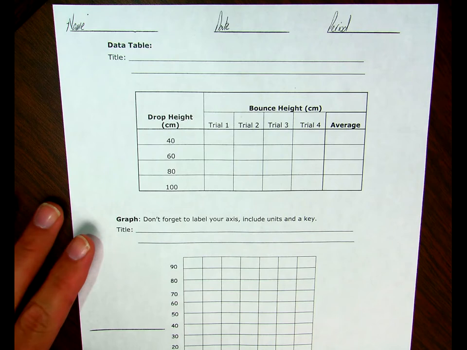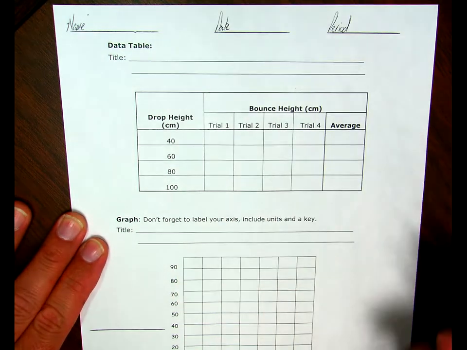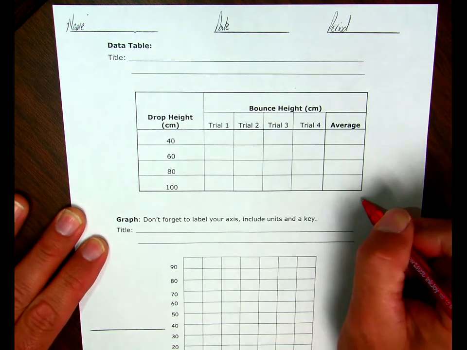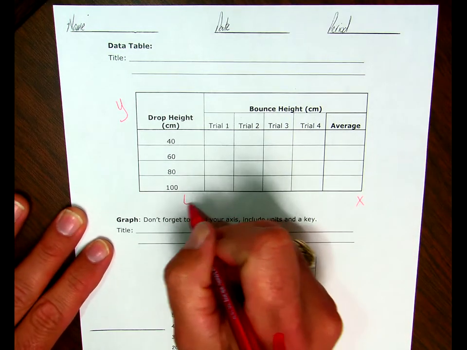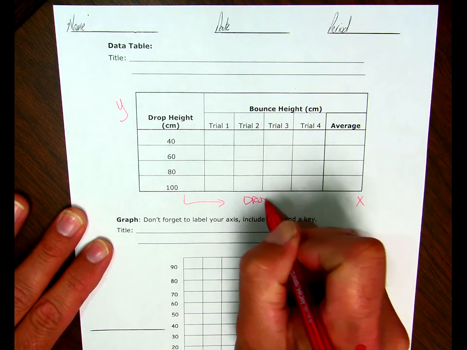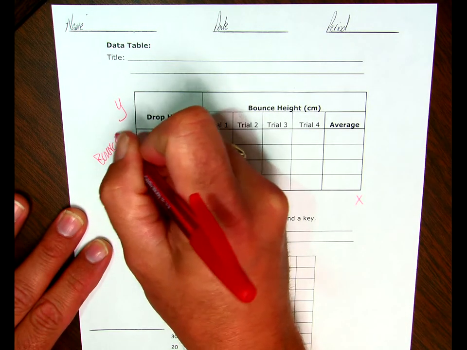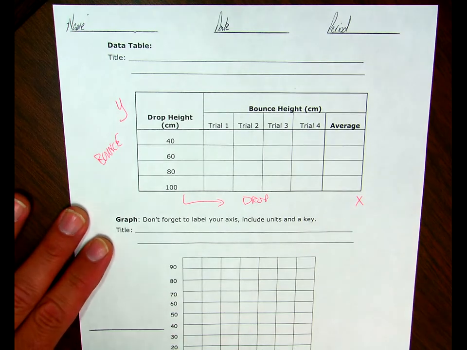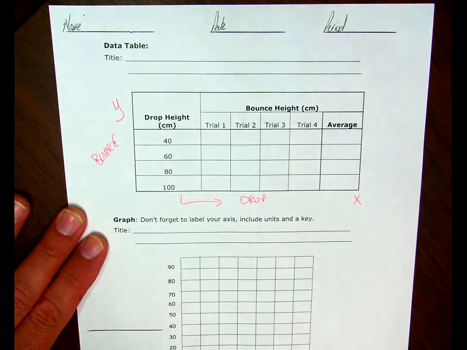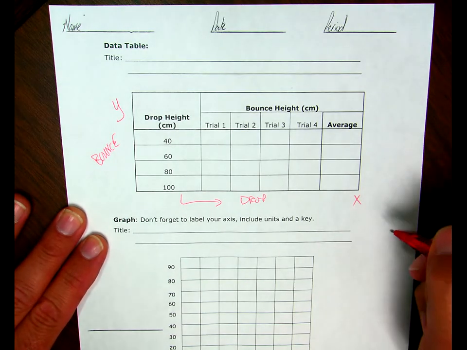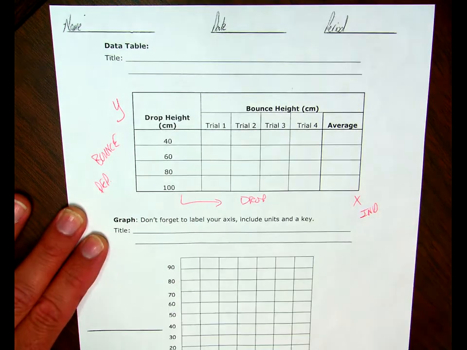So there's a few things that I want to go over. That way you're clear on what the expectations are. The first thing is always title your lab. You have your x-axis and then your y-axis like this. So basically on the bottom you're going to have your drop height and then you're going to have your bounce height on your y-axis. So when we do labs and we are trying to record data, make sure that you know the difference between an x and a y-axis. Your x-axis is always your independent variable and your y-axis is always your dependent variable. And we're going to go over this again here shortly.